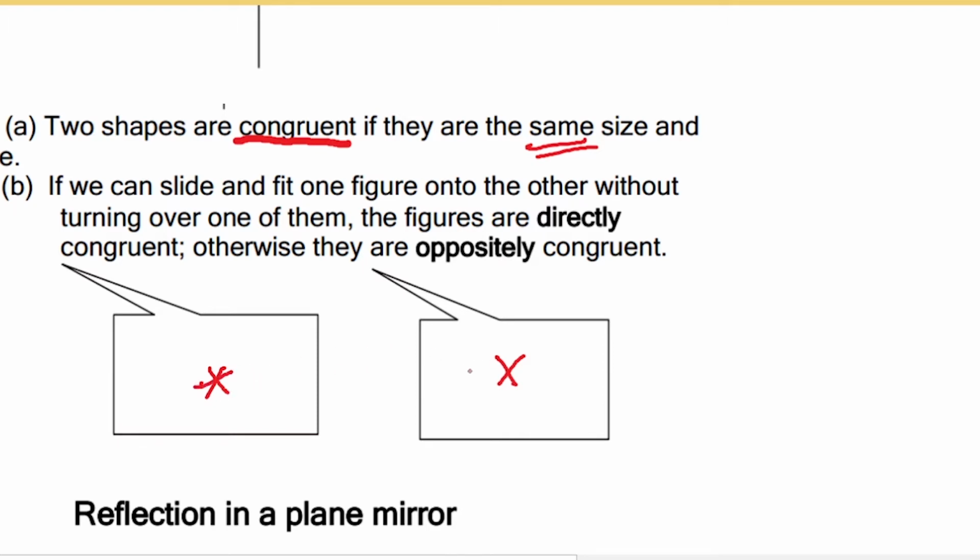When they fit into each other, they are called directly congruent. So if we slide and fit one into the other without turning over one of them, the figures are directly congruent. And if that condition is not satisfied, it means they are oppositely congruent.